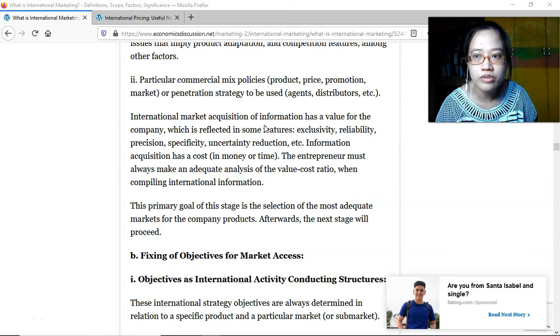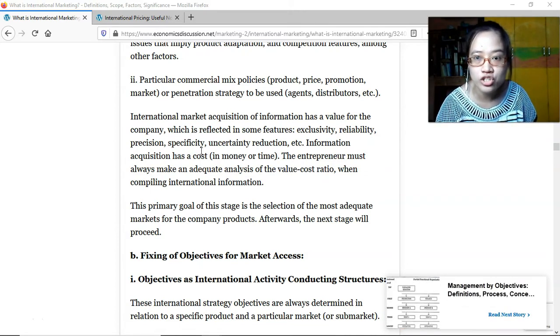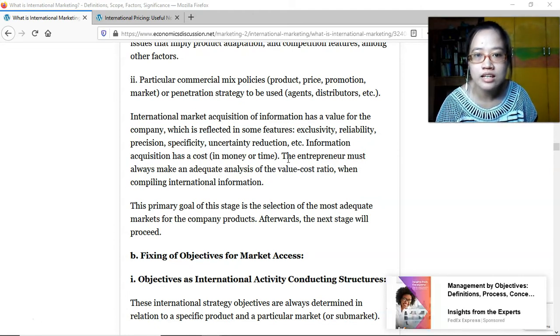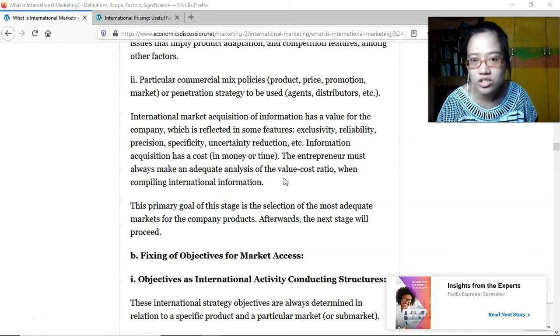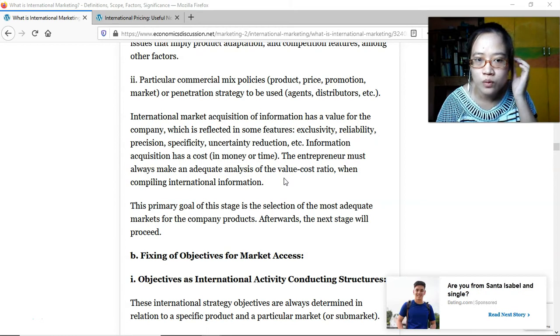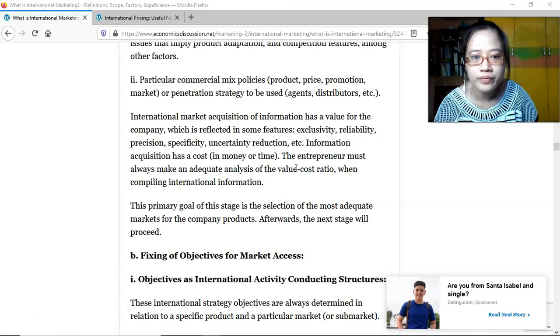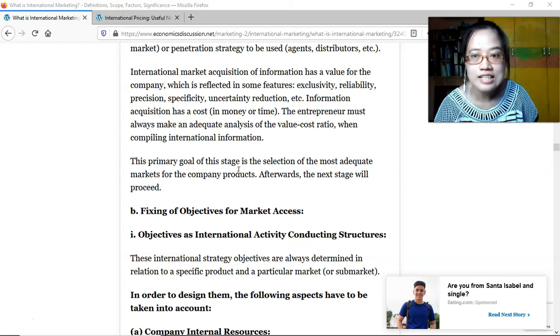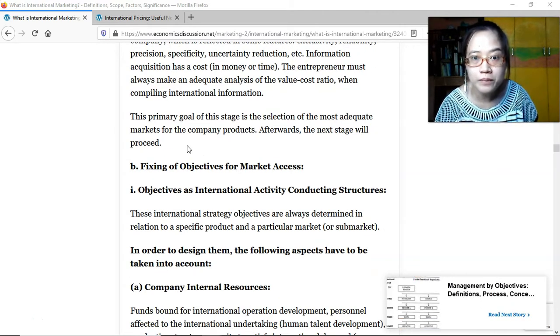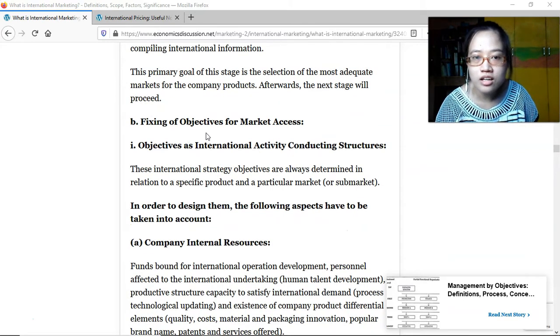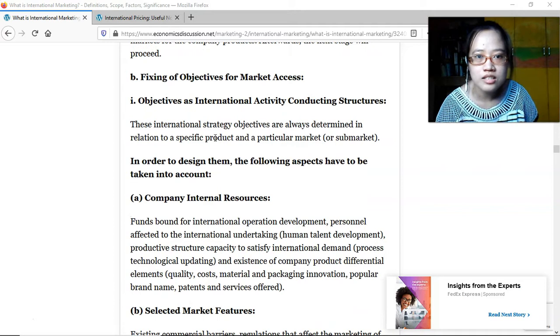International market acquisition of information has a value for the company, which is reflected in some features: exclusivity, reliability, precision, specificity, uncertainty reduction. Information acquisition has a cost. The entrepreneur must always make an adequate analysis of the value-cost ratio or cost-benefit when compiling international information. The primary goal of this stage is the selection of the most adequate markets for the company products. Afterwards, the next stage will proceed, which is fixing of objectives for market access.